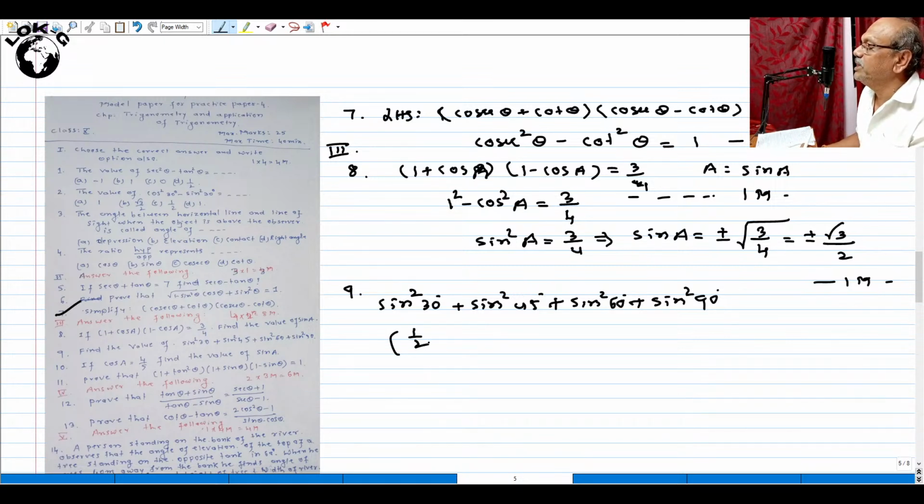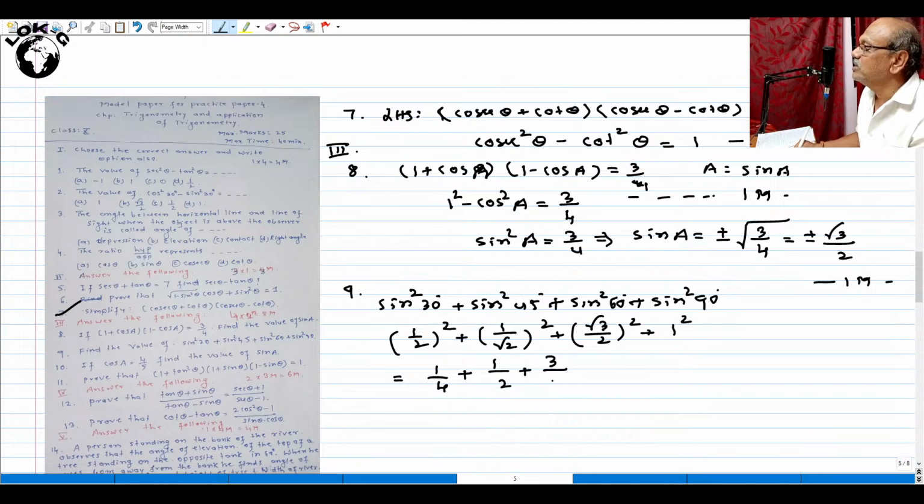Sin 30 is 1 by 2 whole square. Sin 45 is 1 by root 2 whole square, plus sin 60 is root 3 by 2 whole square, and sin 90 is 1 square. What is 1 by 2 square? You get 1 by 4 plus 1 by root 2 whole square is 1 by 2, plus root 3 by 2 square is 3 by 4, plus 1 square is 1. You can take LCM and simplify. Or even you can take 1 by 4 plus 3 by 4 is 1, 1 plus 1 is 2. Like this also you can do.